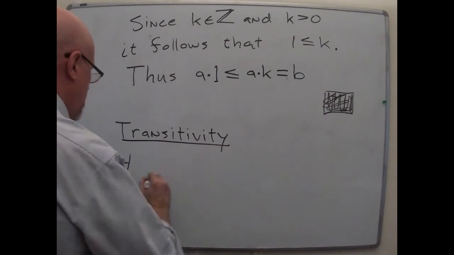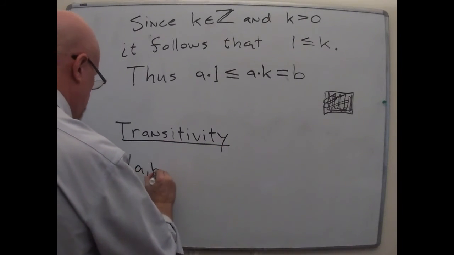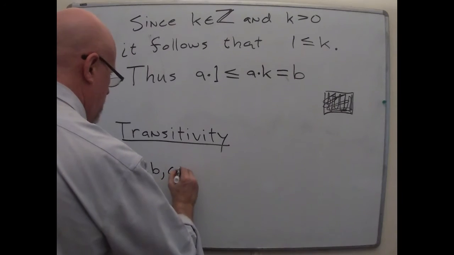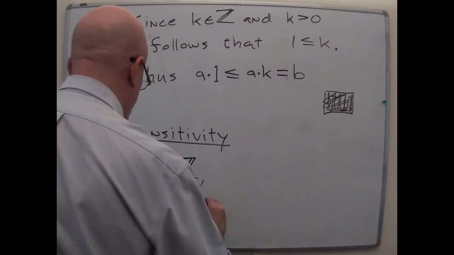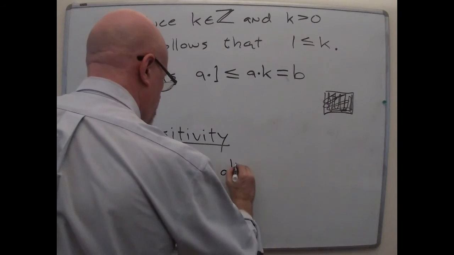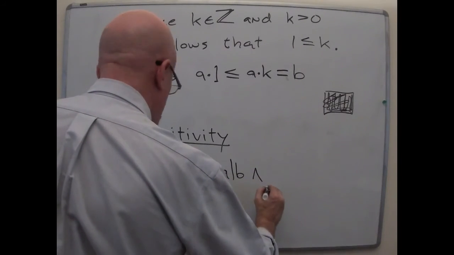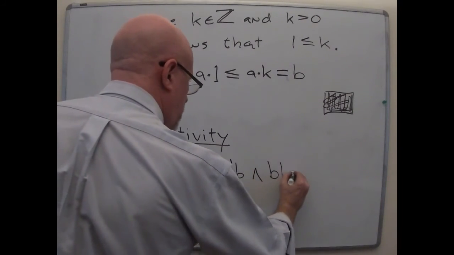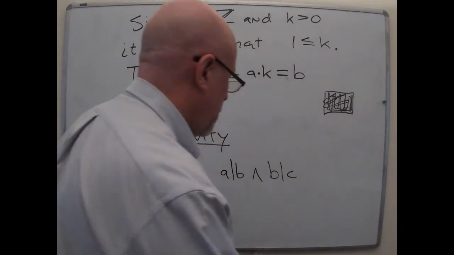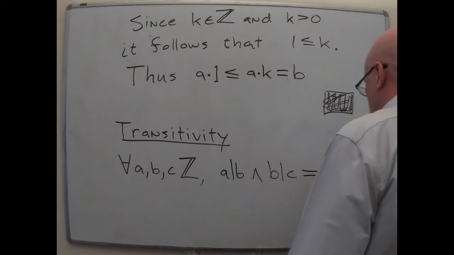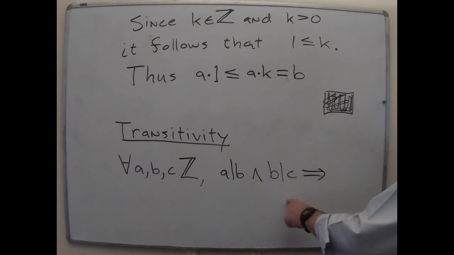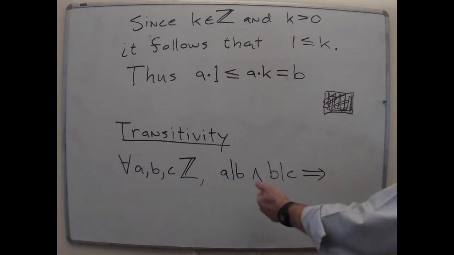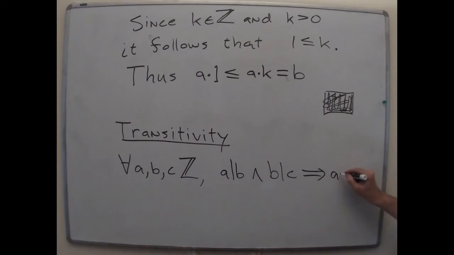It says if you've got three integers, if the first one divides the second, and the second one divides the third, can you guess what that's going to imply? A goes into B evenly, and B goes into C evenly. Well, A is going to go into C evenly. A divides C.